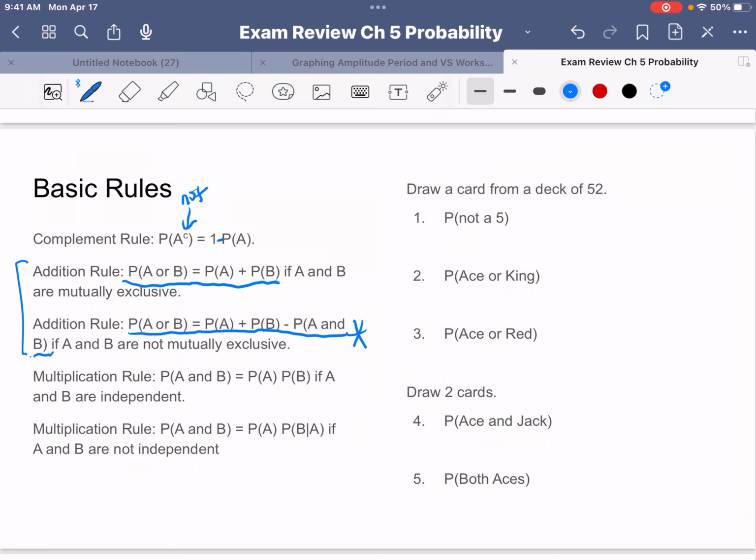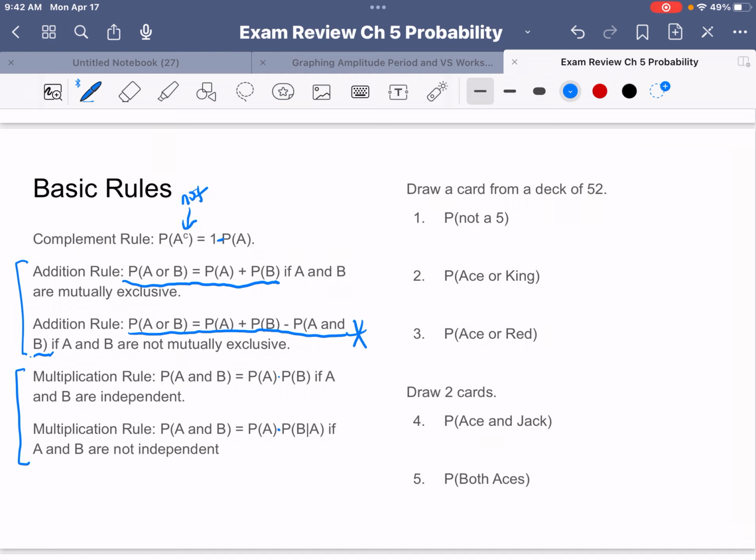The multiplication rules, there are two of them. The probability of A and B occurring is equal to the probability of A multiplied by the probability of B if A and B are independent. The outcome of one does not affect the outcome of the other. The multiplication rule can also be the probability of A and B equals the probability of A multiplied by the probability of B given A if they are not independent.